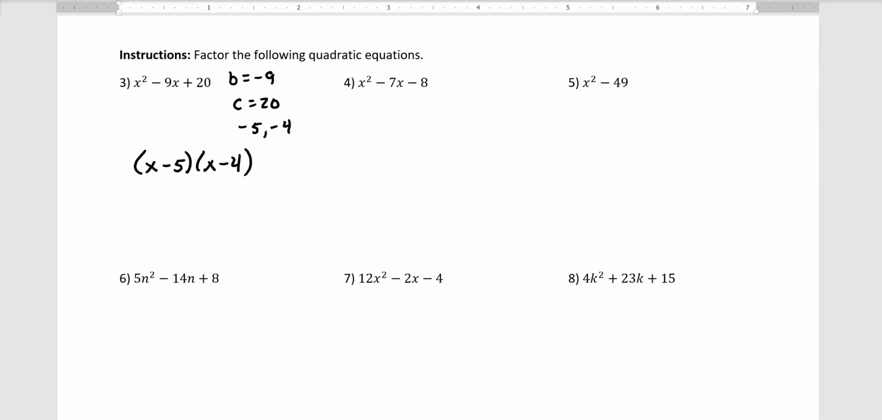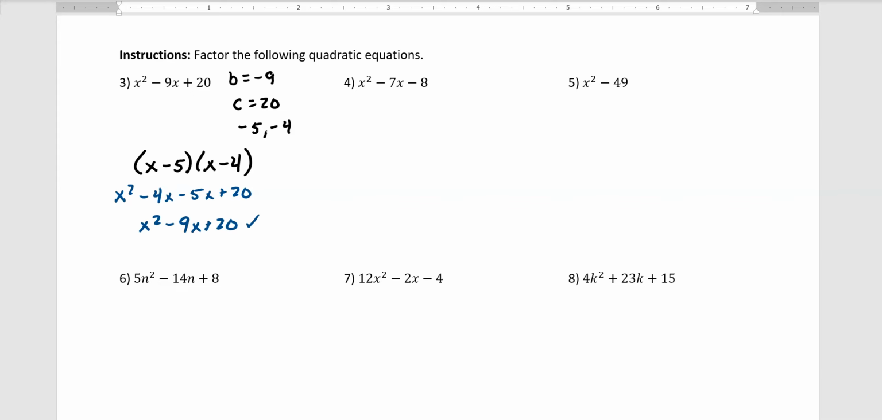And if you're ever not sure, you can always check that, right? Say x times x is x squared. X times negative 4 is negative 4x. X times negative 5 is negative 5x. And then negative 4 times negative 5 is positive 20. Combine my like terms. Sure enough, I get x squared minus 9x plus 20. That's what we were going for.